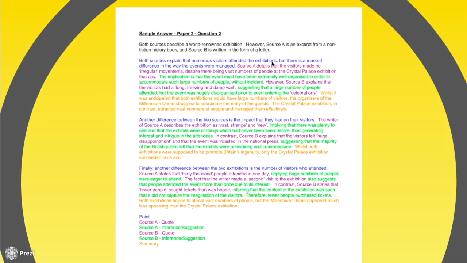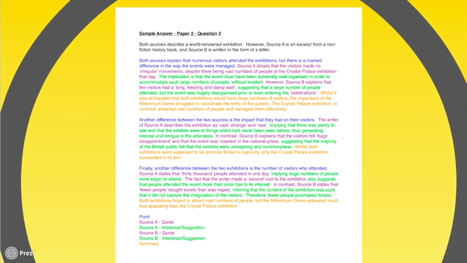Then I've said source A details that the visitors made no irregular movements, despite there being vast numbers of people at the Crystal Palace exhibition that day. So I've used an embedded quote, and all I've used is one word for that quote, okay? And I've written that as a full sentence. So I've said, basically, there were loads of people at the Crystal Palace exhibition, but no trouble happened. So then I've said, the implication is that the event must have been extremely well organised in order to accommodate such large numbers of people without incident, okay? So that's my inference. It's what I'm saying is suggested by that particular quote.